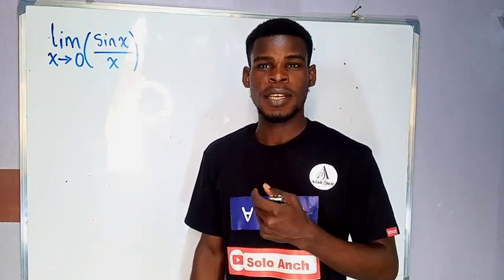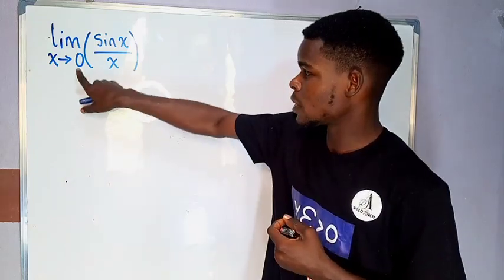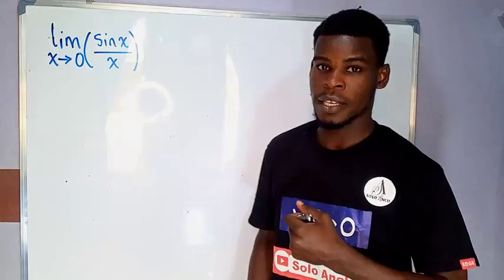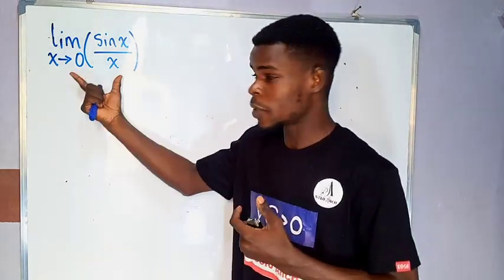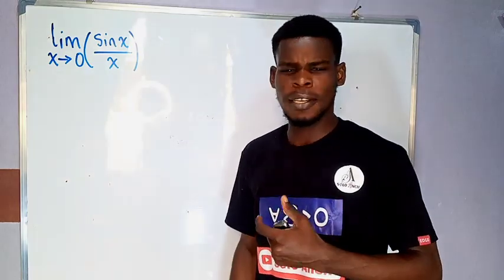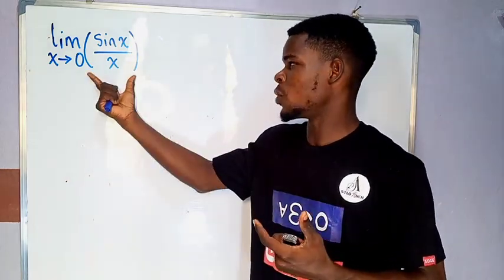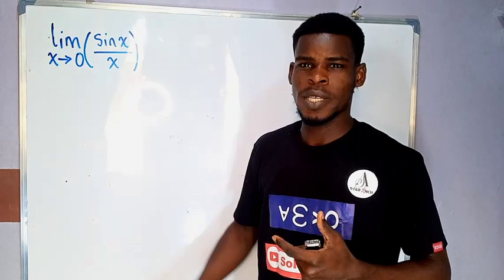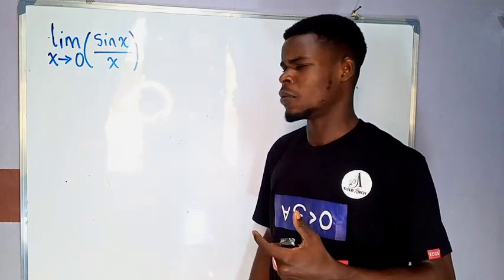Now in this video, we want to find the limit of this function, the limit as x tends to 0 of sin of x over x, alright? So this is a limit of a special function. Of course, we know the result to be 1, okay? But a lot of people go ahead to evaluate this limit by using the L'Hopital's rule. That is completely wrong, alright?